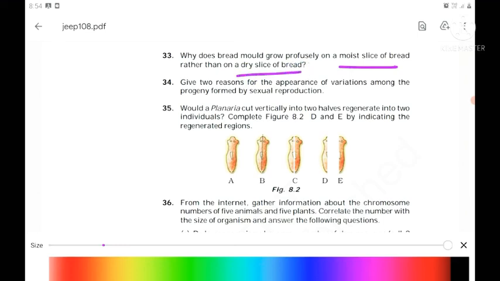Therefore, bread mold will grow properly in a moist slice of bread, right? Because there is the proper condition required, which is moisture, to grow and germinate. Simple. Next question. This is done.